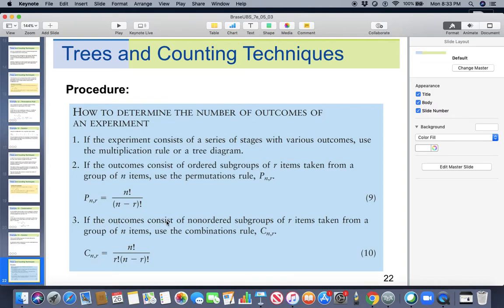The last option: if the outcomes consist of non-ordered subgroups, that is, order does not matter, of r items taken from a group of n items, you would use the combination rule C(n,r). C(n,r) is given by the formula n factorial over r factorial times n minus r factorial. So it's quite similar to this, except there is an r factorial in the bottom. Okay, so that completes the theory for section 5.3. Our next videos will cover problems from section 5.3. Until then, bye.